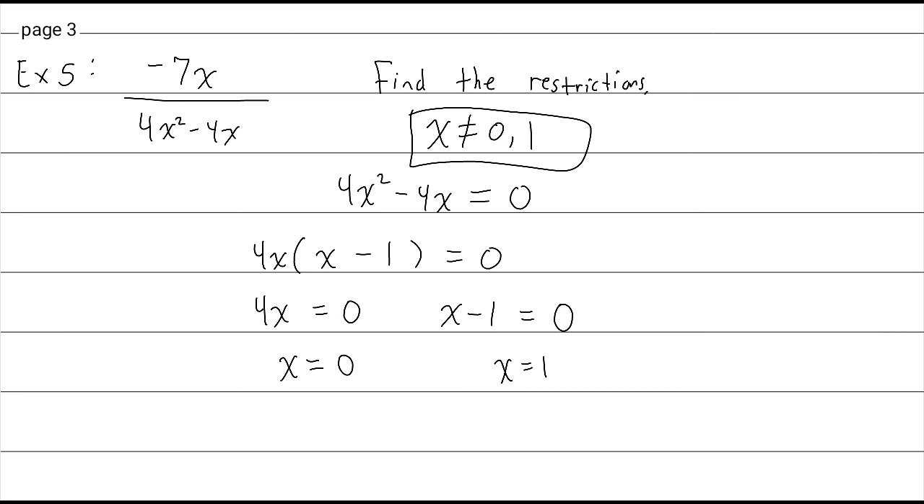Okay, not too bad. Notice, by the way, this is a common question that I get. We completely ignored the numerator. We didn't touch the numerator. That's because to answer this question about restrictions, the numerator is completely irrelevant. Doesn't matter at all. All right, let's do another one.